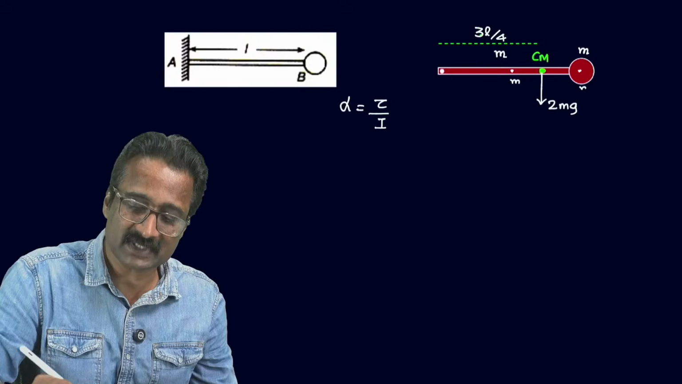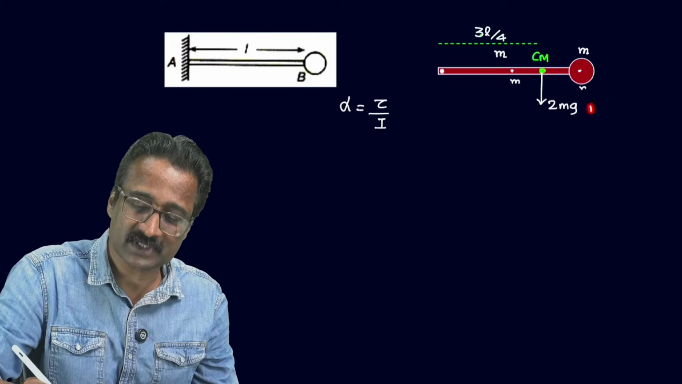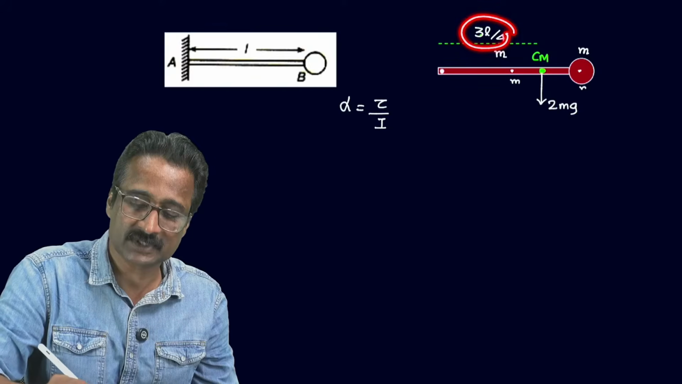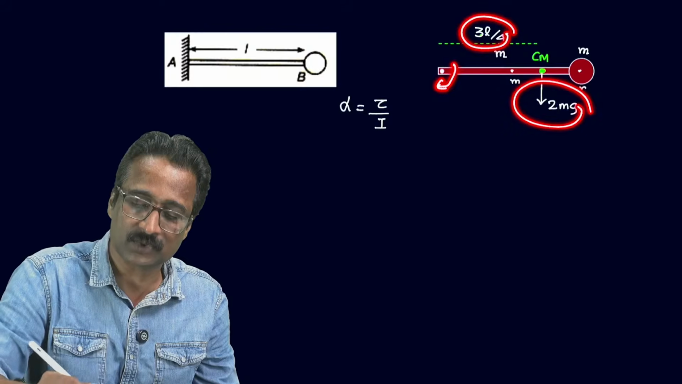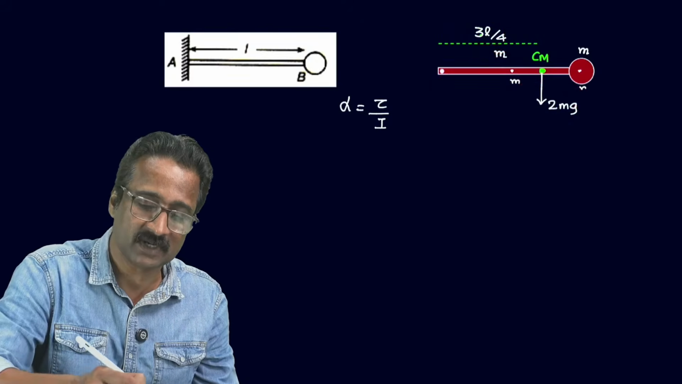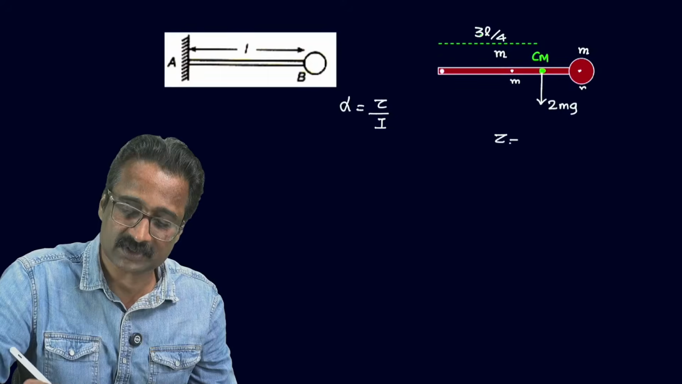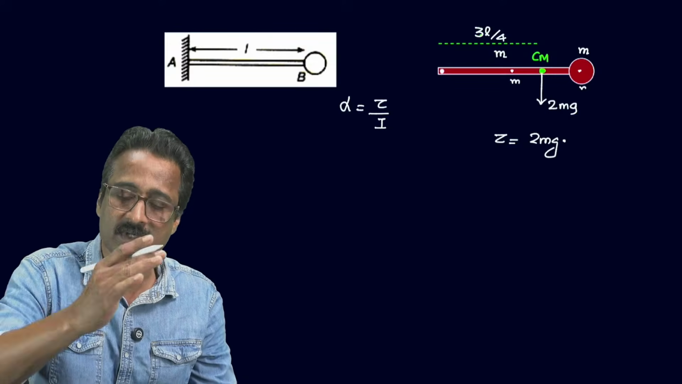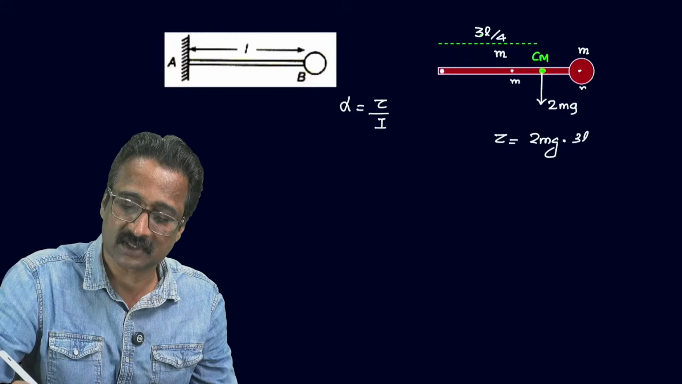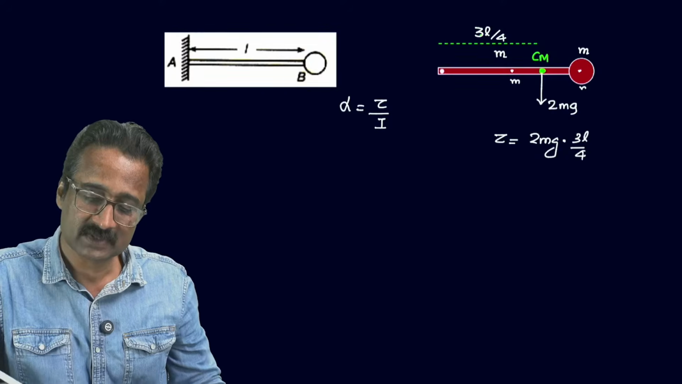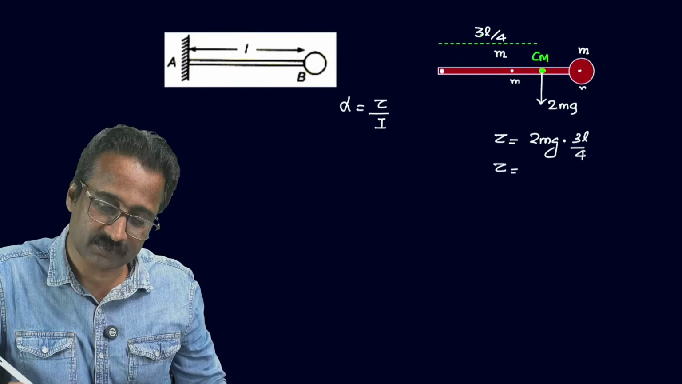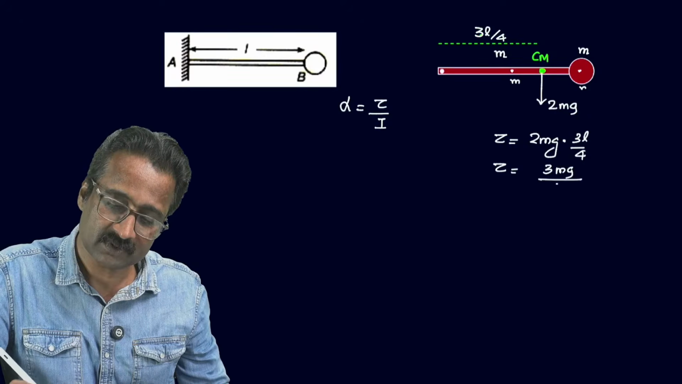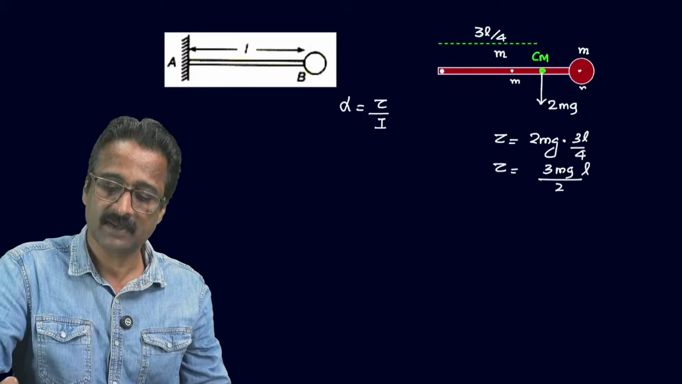Now 2mg is acting there, because 2m is the mass at the center of mass. At what distance, you see? 2mg is acting at a distance of 3L by 4. So the torque about this point is going to be this force into this distance. Let me write what the torque is here. Torque is equal to 2mg, the force, into the lever arm or shortest distance, that is 3L divided by 4. So how much is that? Torque is going to be 3mg divided by 2, times L.